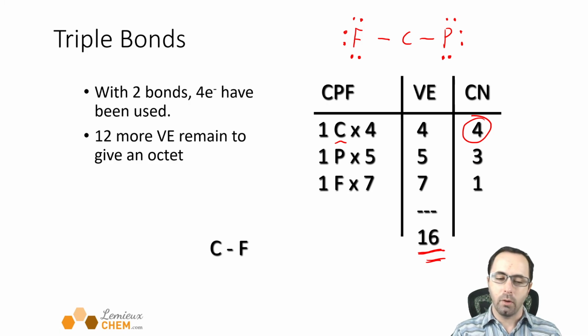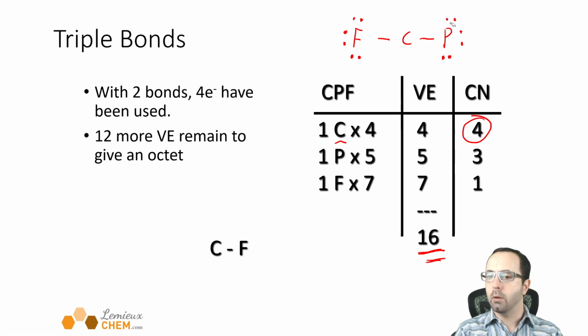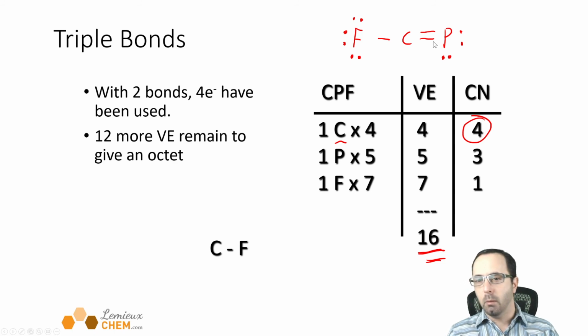However, the phosphorus here could have more bonds. So what we're going to do is erase the lone pair from the phosphorus, and we're going to make that into a double bond. And so we've done it there. Okay, the problem is carbon still does not have an octet. The number of electrons around carbon is 2, 4, 6. Only 6. That's not 8.